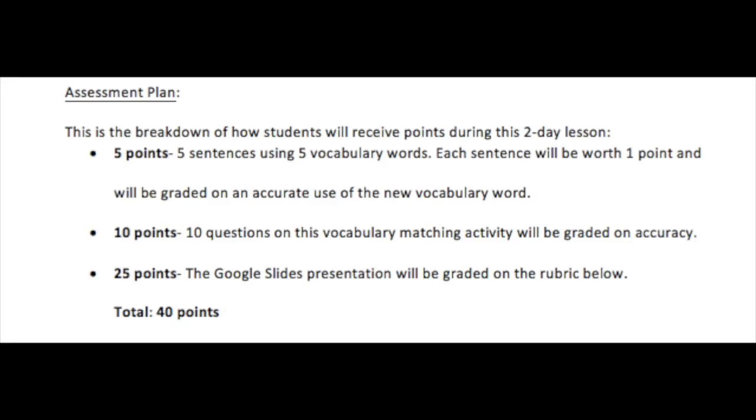So now just to go over what will be graded, there will be 5 points for the sentences that they write based on the vocabulary list, and then next there will be 10 points based on the matching, and then 25 points will go to the presentation, both the content and the actual performance of the presentation, which will be graded on the rubric that has been provided during this lesson.